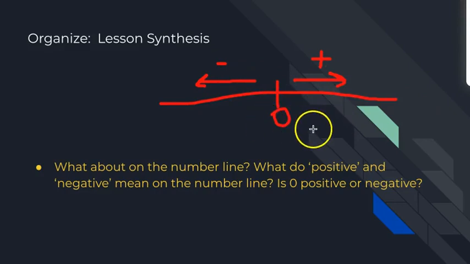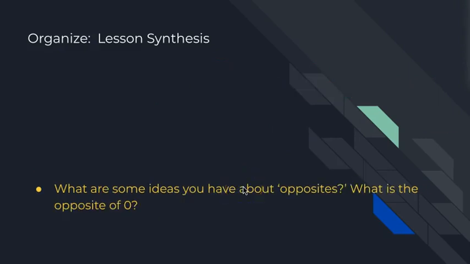0 is not positive or negative. It is the balance point to which both of those come to. At 0 is where you have that dividing line between positive and negative. So it's really just that central figure. It's not positive or negative. It's just 0. So I think we've talked about opposites pretty well.